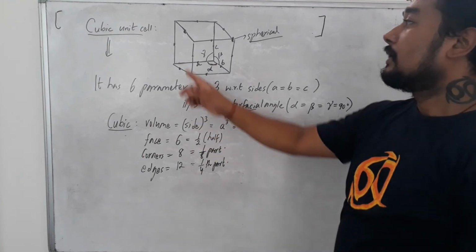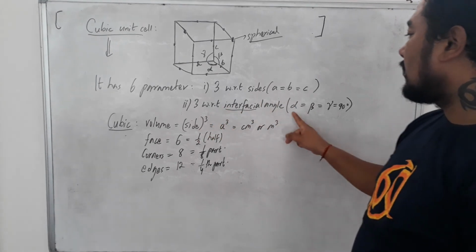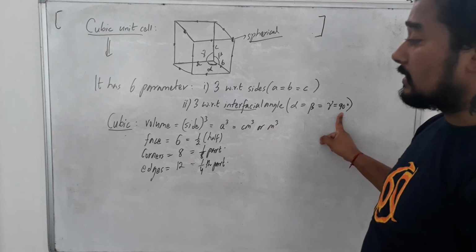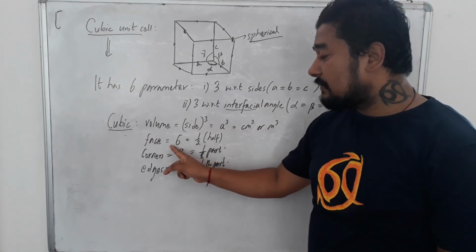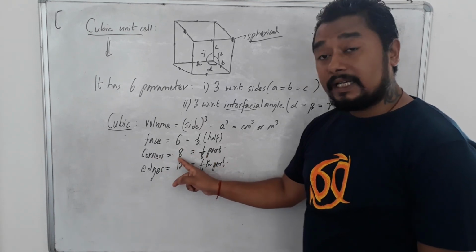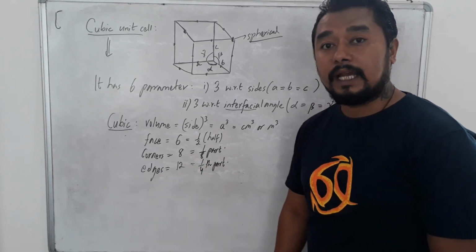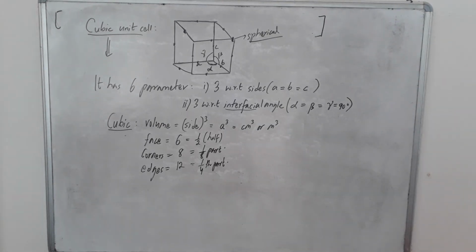So do remember students, a cubic unit cell has 6 parameters, 3 with respect to sides a, b, c, and 3 with respect to interfacial angles alpha, beta, gamma, which are equal to 90 degrees, because all angles in a cube are 90 degrees. And do remember there are 6 faces. Each face will share 1/2 part of the atom. There are 8 corners, each corner will share 1/8. And there are 12 edges, each edge will share 1/4 of the atom. If you want, you can take a screenshot of this, students, and do remember this is very important for the calculation. So you need to remember how many faces, corners and edges there are. Face will share half part, corner will share 1/8 part, and edge will share 1/4 part. Do remember this for your calculation.